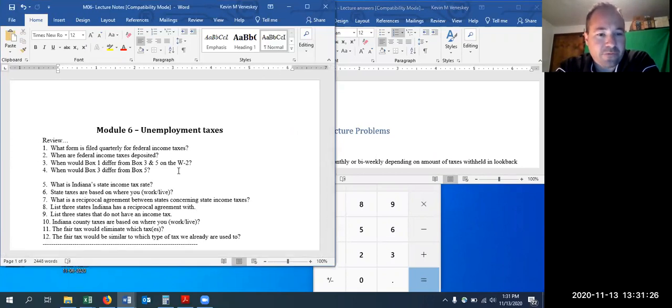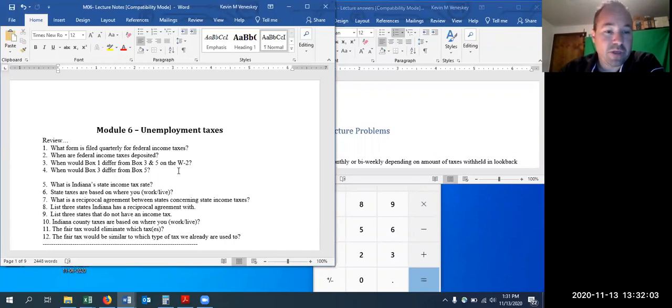When would box 1 differ from box 3 and 5 on your W-2? Okay, so the almost clear-cut answer you want to answer here is when you have retirement withholdings going into some kind of retirement plan. Those are deductible from federal income tax. That's box 1. That's your federal income tax wages. They are not deductible for box 3 and 5, the FICA taxes. So boxes 3 and 5 will be higher.